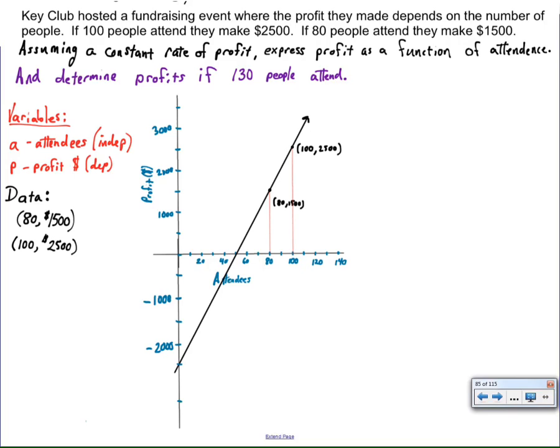So the observations that I made here is apparently we're going to have a negative profit if nobody attends this fundraiser. And apparently I'm going to need at least 50 people to attend to break even. Any more people than 50 means real profit for this key club.